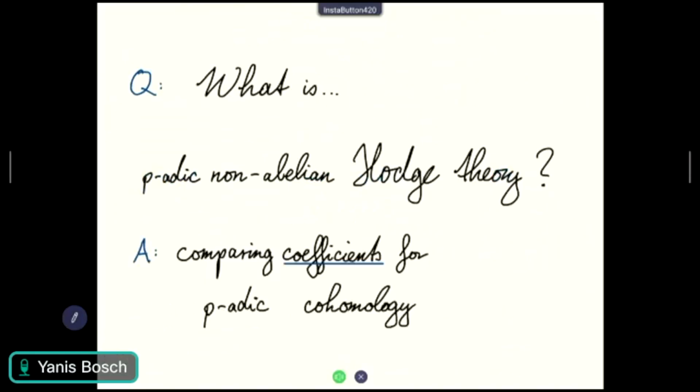And the answer is that it's about comparing coefficient systems for p-adic cohomology. Okay, and this is what I want to explain now. So we need coefficients for Hodge cohomology. We already know them. These were the Higgs bundles. And now we need coefficients for étale cohomology and for V cohomology.